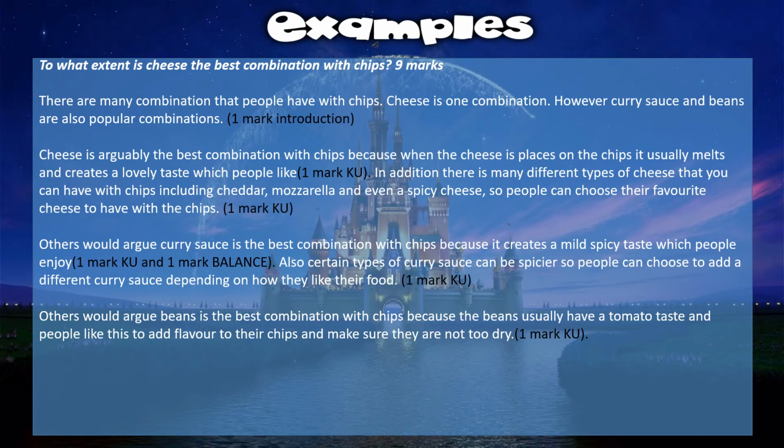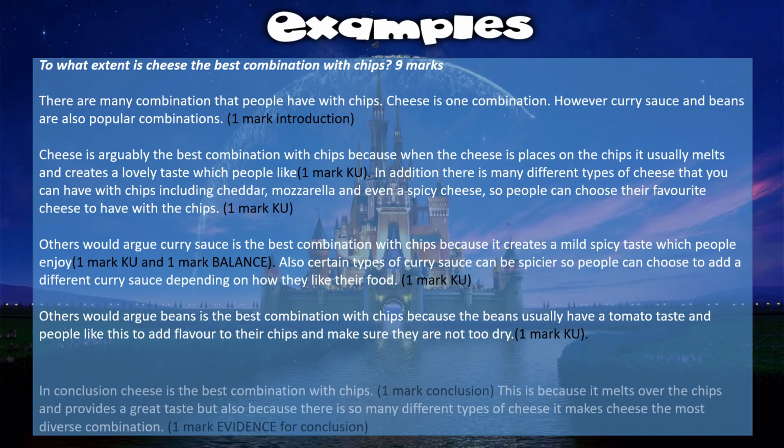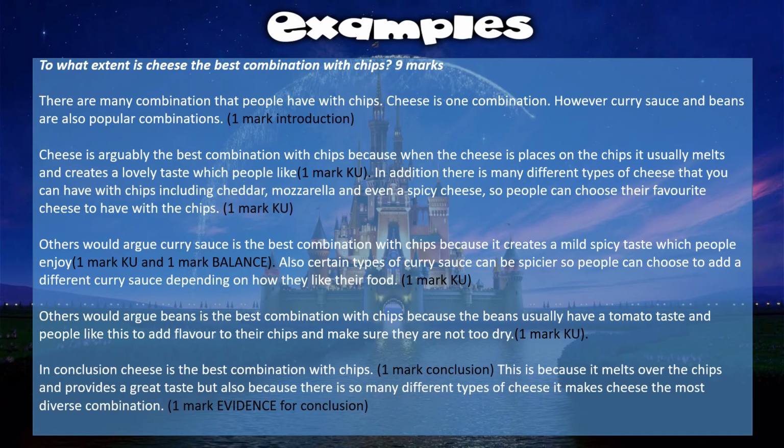So there's another mark for KU. So far, based on this answer, we have 7 out of 9. So the last part here is we need to come to a conclusion and give a reason for our conclusion. So we finish by saying, in conclusion, cheese is the best combination with chips. So that's 1 mark for the conclusion there.